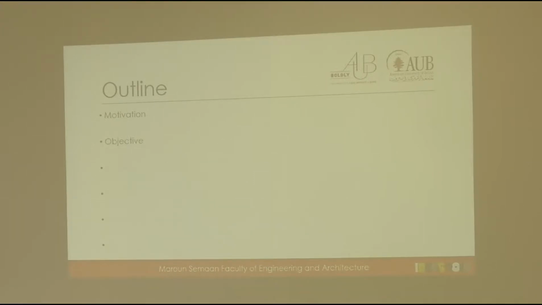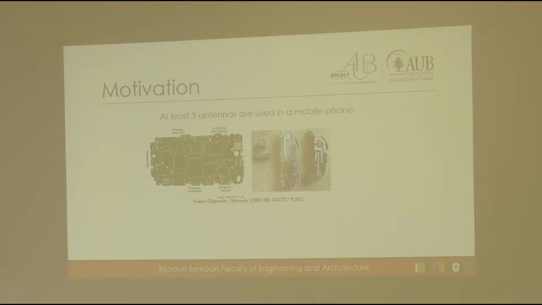Starting with the motivation, if we really open a mobile phone, we see that there are at least 5 antennas in it. So the question is, why not replace all these 5 antennas with just a single antenna? But this antenna should operate at the wireless communication frequencies. So first, we'll have a multi-band antenna design, and this design needs to be compact in order to have compact mobile devices.